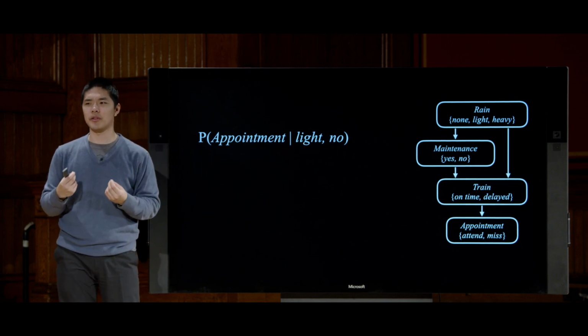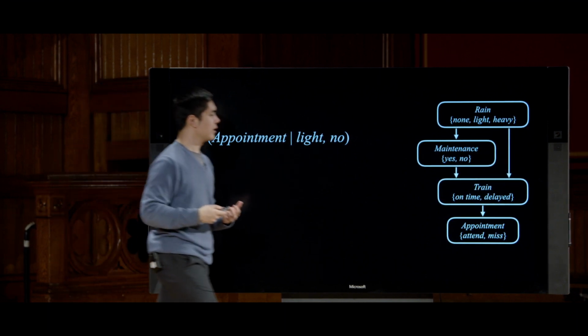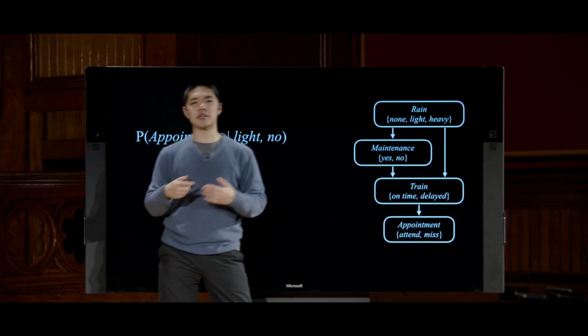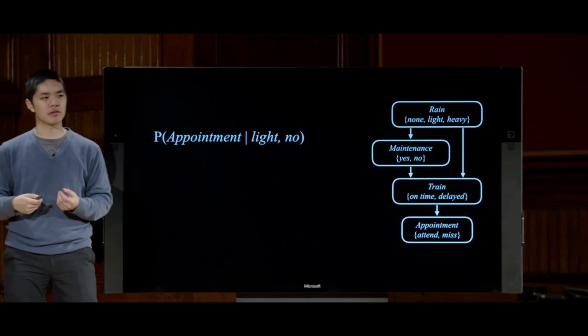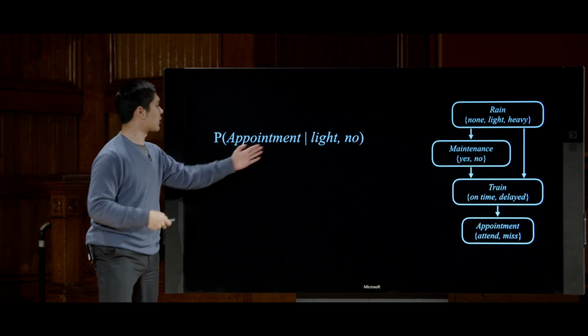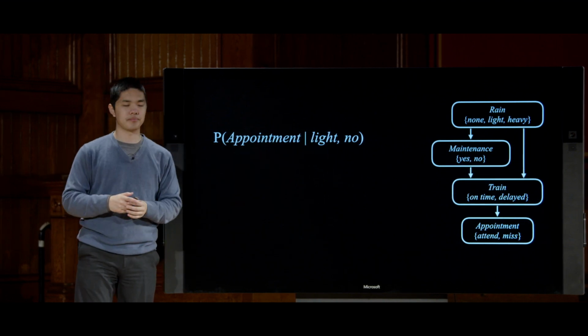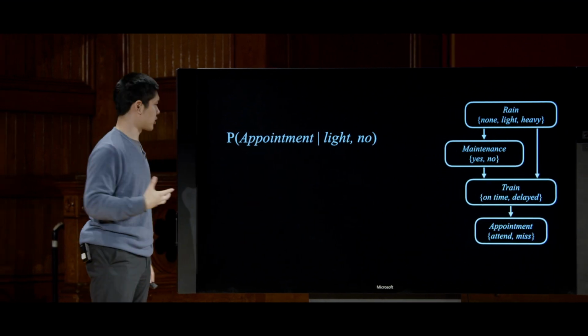And the hidden variable, the information that I don't have access to, is this variable train. This is information that is not part of the evidence that I see, not something that I observe, but it is also not the query that I'm asking for. And so what might this inference procedure look like?